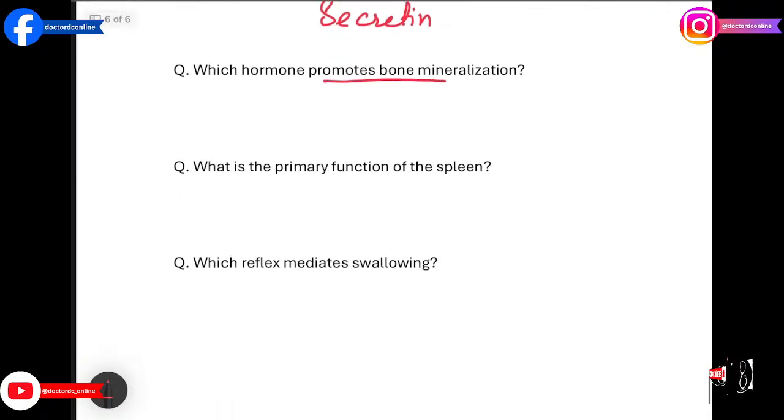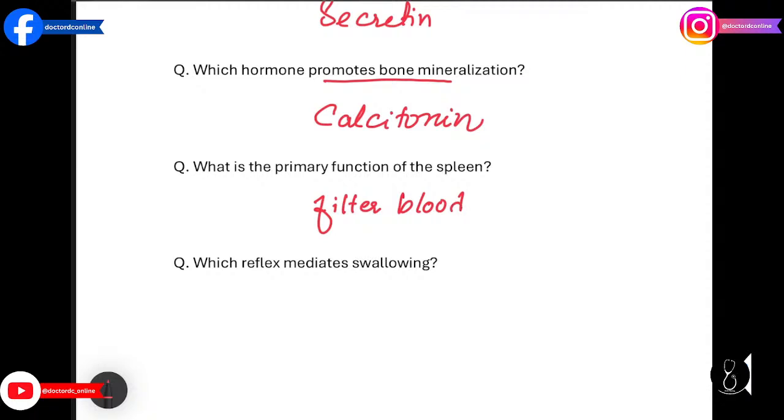The next question is which hormone promotes bone mineralization, and the answer is calcitonin because it lowers blood calcium by inhibiting osteoclast activity. The next question is what is the primary function of the spleen, and the answer is filter blood. It removes old red blood cells and pathogens, aiding immunity.